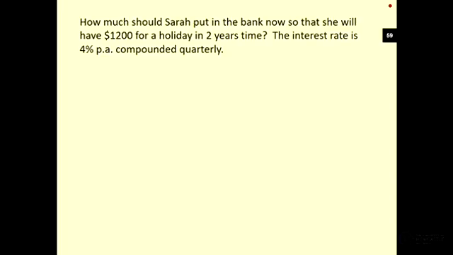Okay, how much should Sarah put in the bank now? The question's changed, like simple interest did. It's not giving me the P, it's asking me for the P. The P is the amount you put in the bank. So here's the formula. A equals P, 1 plus R to the N. It's saying she wants to have $1,200 total investment. That's the A. The P is going to be something less. Maybe P is 800 or something. How much does she need to put in the bank now? So it's going to be worth 1,200.